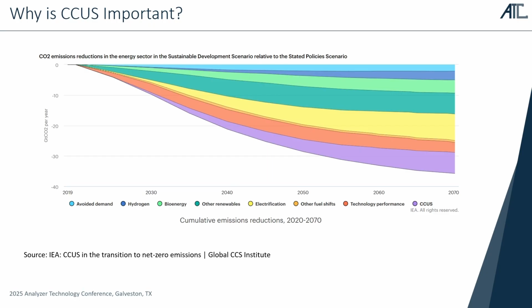The contribution of CCUS in this scenario is growing over time, and that's due to technology improvements, costs falling, and cheaper abatement options in other sectors being exhausted. And this is compared to the stated policy scenario, so that is the current commitments made by different companies as to their CO2 emissions, so above and beyond that.